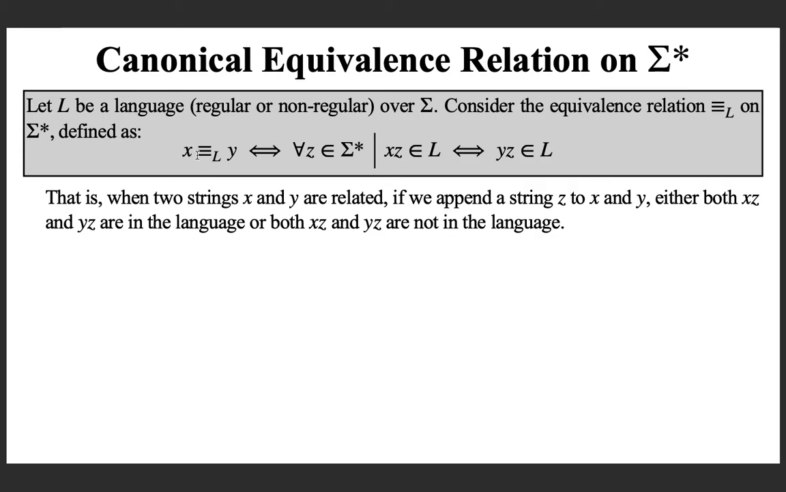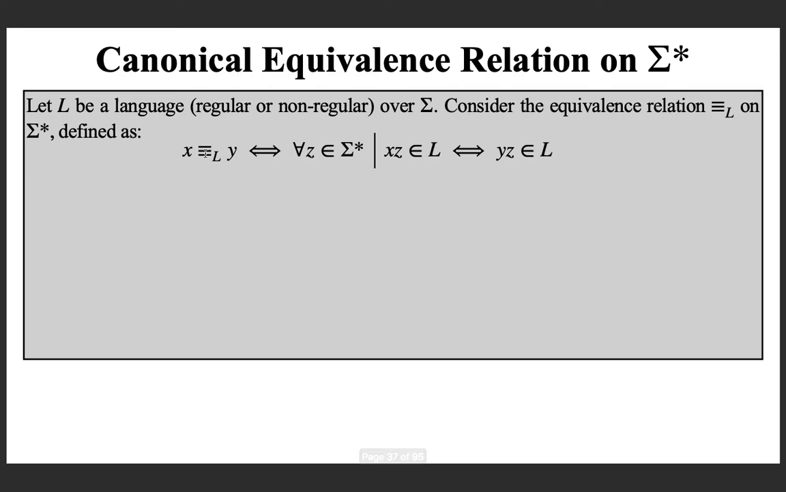That is, whenever they are related, and you append the same string to x and y, the resulting strings, that is xz and yz, either they are both in the language or they are both not in the language. So this is the definition of the canonical relation. And now see which properties are satisfied by this relation. The first property is that it's an equivalence relation.